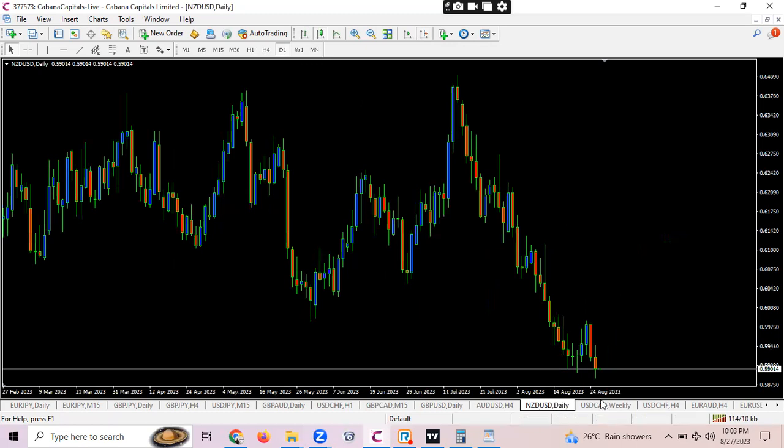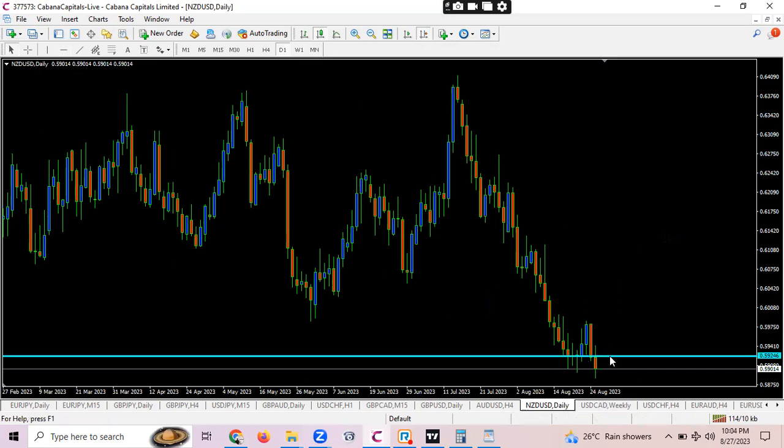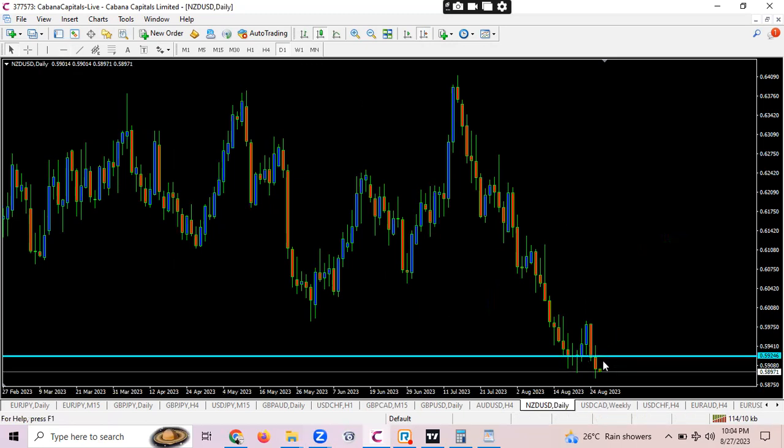New Zealand USD. If you're considering buying, we should expect a candle, the daily or 4 hour candle, to close above this resistance level. That is when I would consider buying New Zealand USD. If a 4 hour candle closes above this resistance, I would be buying New Zealand USD. But at the moment, the bears are still in control.